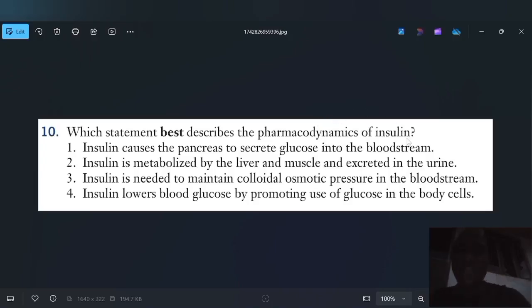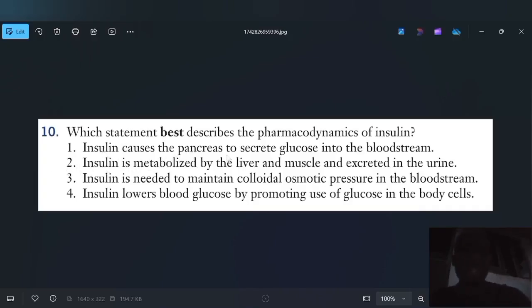That was the pharmacokinetics. Then pharmacodynamics is the mode of action. By this I mean, how does insulin work in the body? Insulin works by lowering the blood glucose by promoting use of glucose in the body cells. So insulin is like the gateway of allowing glucose, this excess glucose, to enter into the body cells, which was number 4. So right here, the answer was number 4. If you look through the other options, number 1, insulin causes the pancreas to secrete glucose into the blood cells. This is absolutely wrong. In fact, insulin lowers blood glucose, whereas this insulin is secreted by the pancreas.